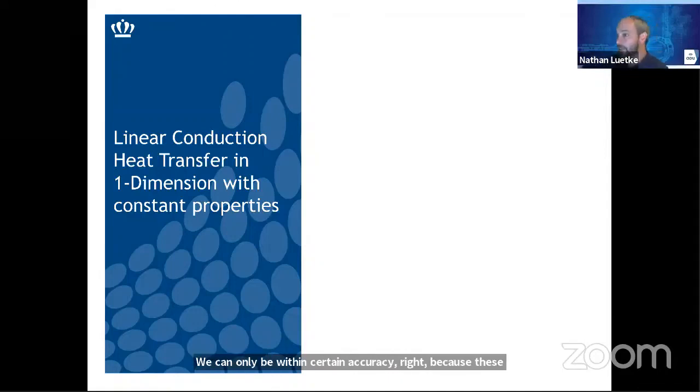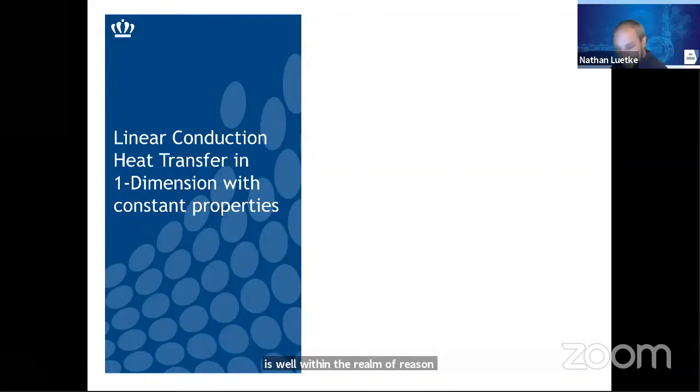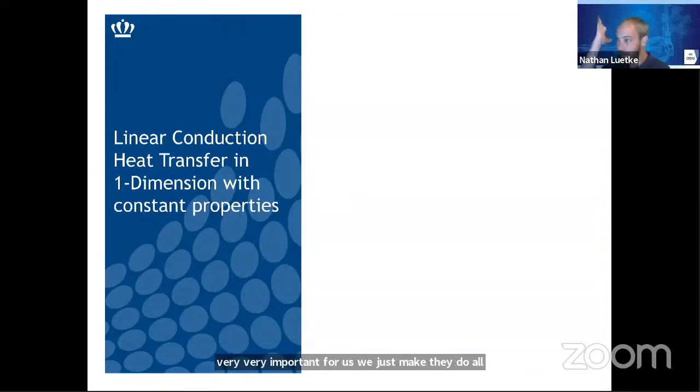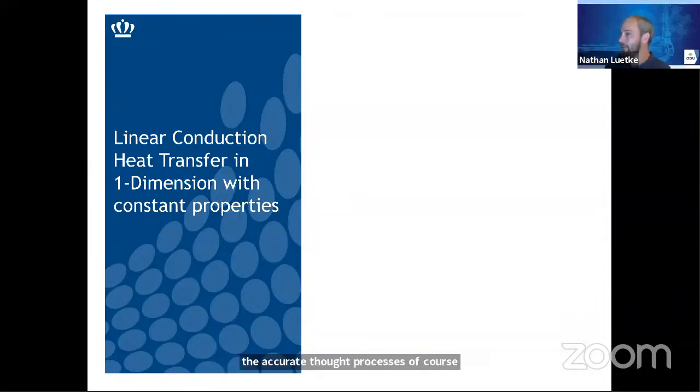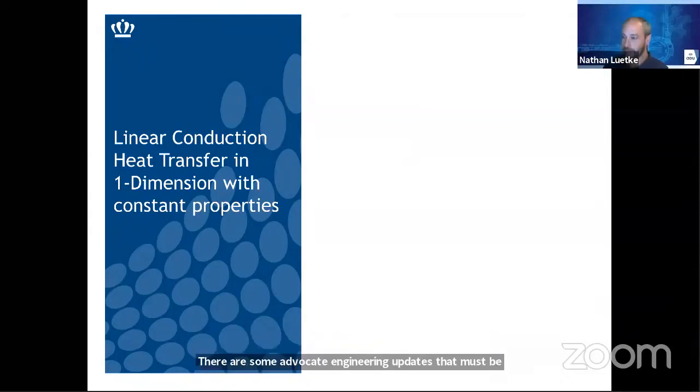Now, there are some applications where you must be very, very precise, but there are many applications where 10% error is well within the realm of reasonability. So not a problem at all. Physicists can talk about that all day long. They're very, very important for us. They do all the accurate thought processes. Of course, for physicists doing astrophysics, being millions of miles off isn't really a big deal. So it all depends on the scale of what you're doing. There are some engineering applications that must be extremely precise, but many of them do not, and it's just not cost effective.